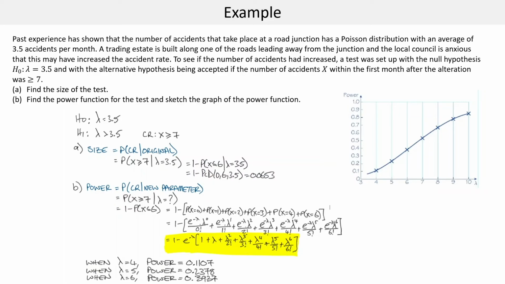And here's what this graph would look like. We can see that as the parameter increases, the power increases as well. As the true parameter increases, the probability of us getting a correct conclusion to reject H0 within our original hypothesis test increases. So this is the power function, just a way to show in general terms an expression which we can substitute into to generate the power of a test.